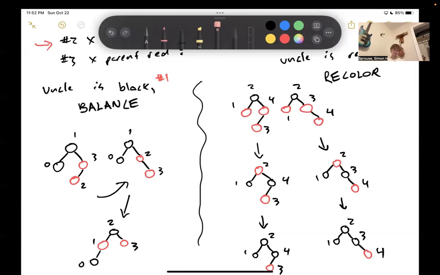Again, I thought I was being super cute. If the uncle is black, you're going to balance the tree, and if the uncle is red, you are going to recolor the tree. I think I'm adorable. Look at these first letters here. Maybe semantically that'll help you memorize what's actually happening.